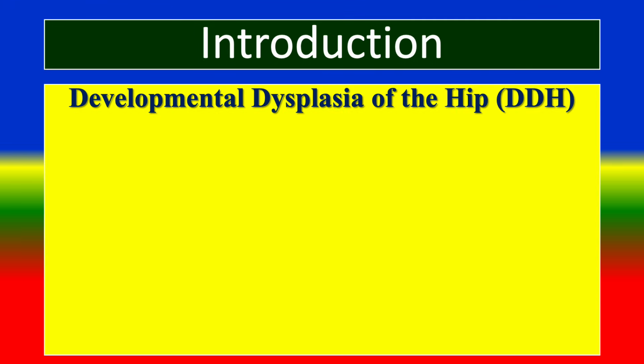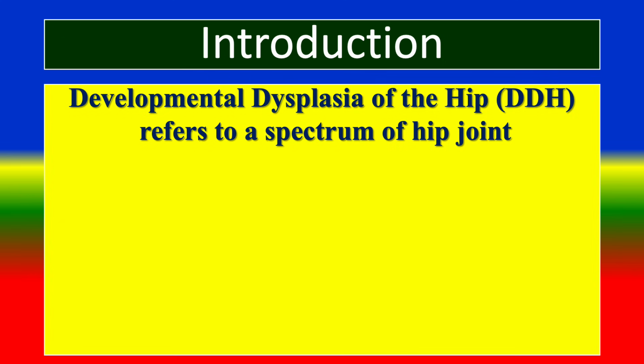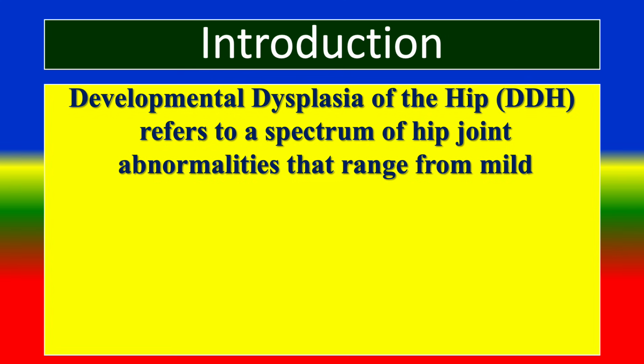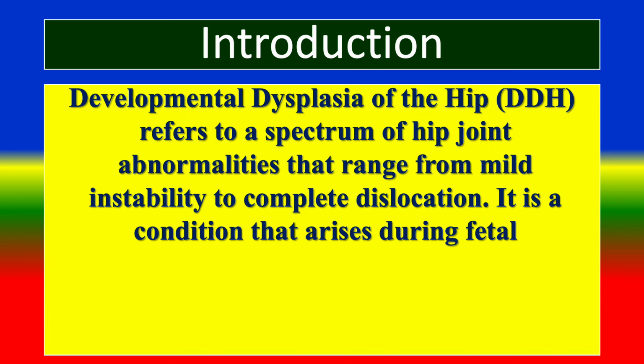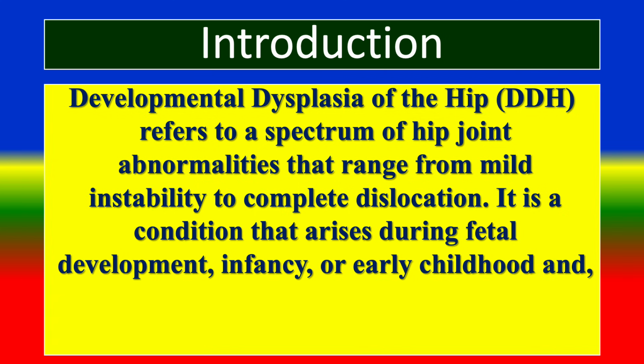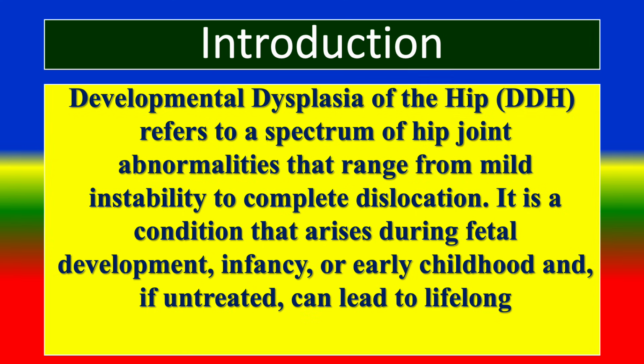Introduction. Developmental dysplasia of the hip, DDH, refers to a spectrum of hip joint abnormalities that range from mild instability to complete dislocation. It is a condition that arises during fetal development, infancy, or early childhood, and if untreated can lead to lifelong complications.